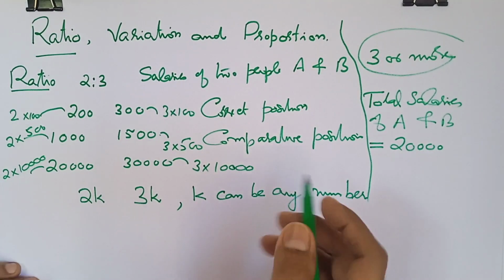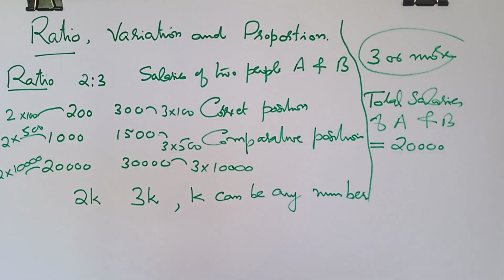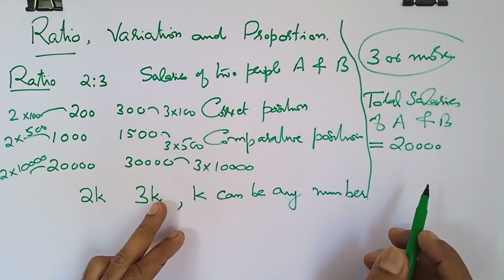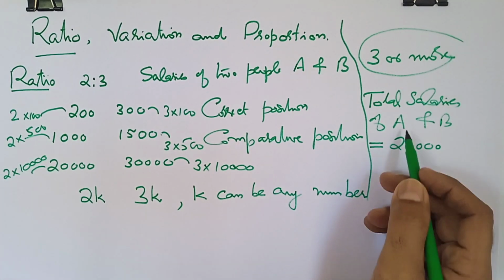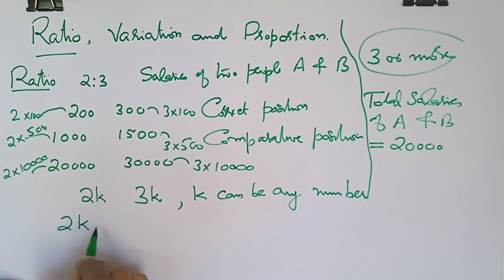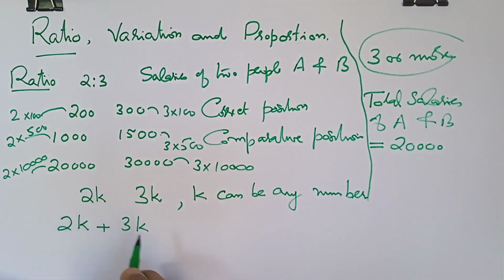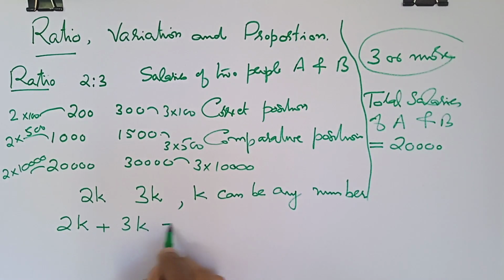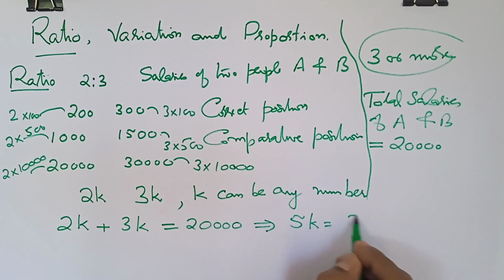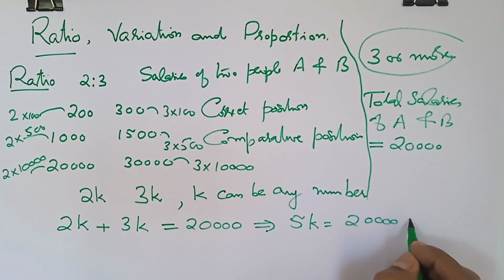That is the general nature of problems in ratio. There will be a ratio, and apart from that there will be some other information in the problem which will help us to fix that multiple. So use this condition here. Now total salary in terms of K will be 2K plus 3K. This is the total salary of A and B, and that's given to be 20,000. This implies 5K equal to 20,000.